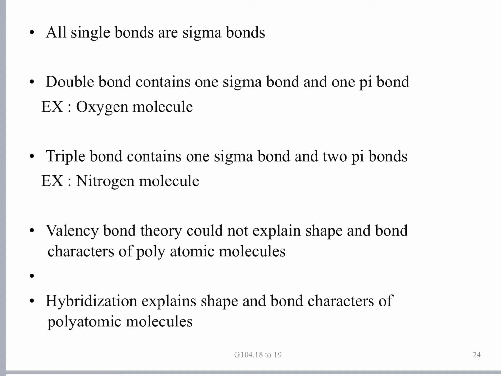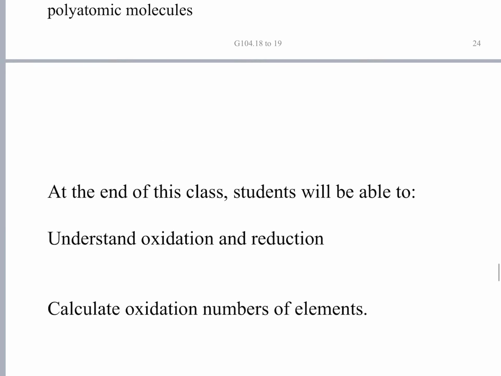The drawbacks of valence bond theory are that it could not explain the shape and bond characteristics of polyatomic molecules. This defect of valence bond theory is rectified by hybridization, which explains the shape and bonding characteristics of polyatomic molecules.